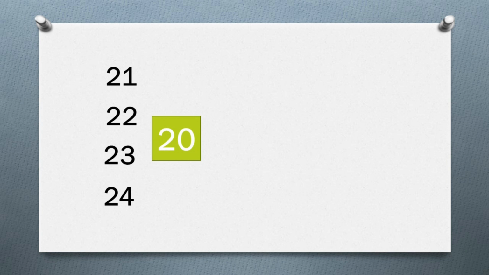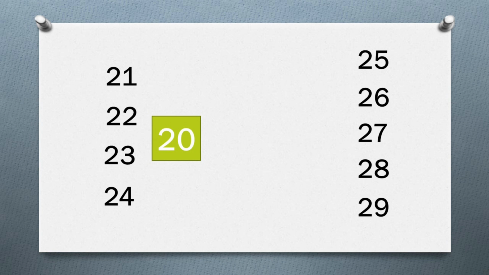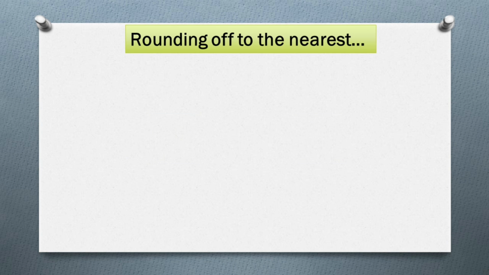So, numbers like 21, 22, 23, 24 will be rounded off to 20, and numbers like 25, 26, 27, 28 and 29 will be rounded off to 30. Now, let's take a large number for rounding off.